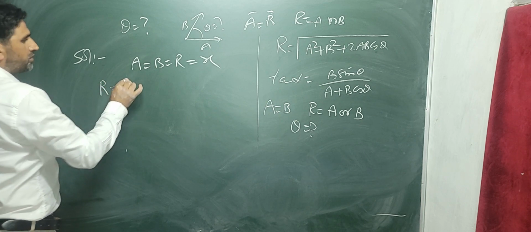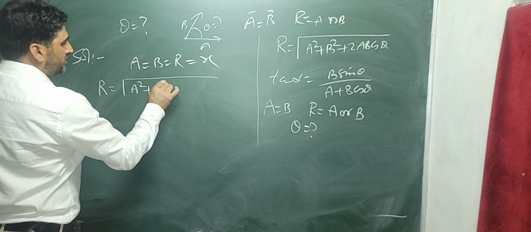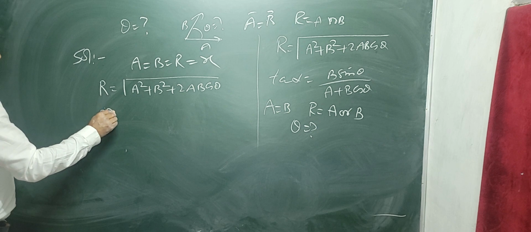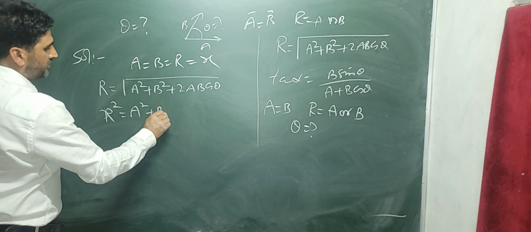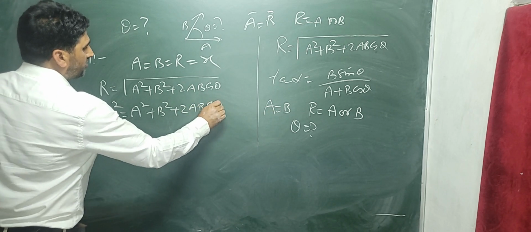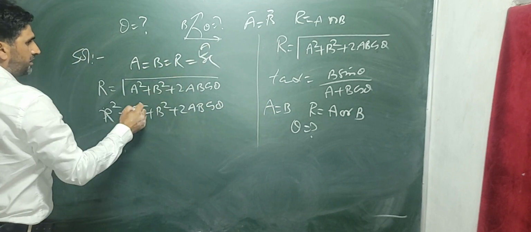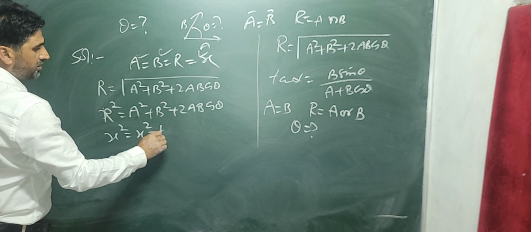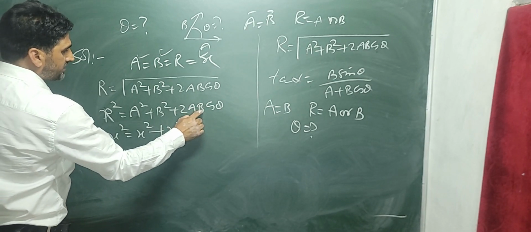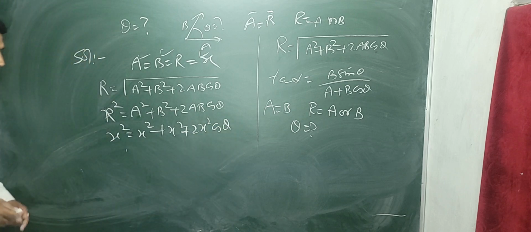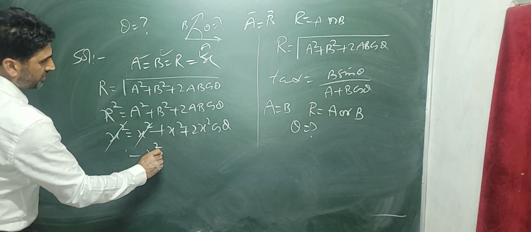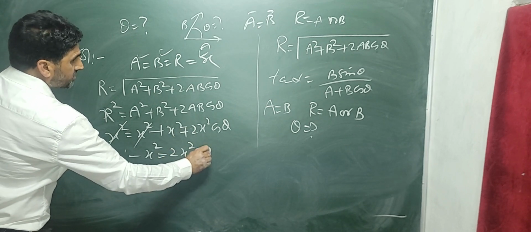So here I will write the formula: R is equal to under root of A square plus B square plus 2AB cos theta. The square will come here: R square is equal to A square plus B square plus 2AB cos theta. You know R is also equal to x, A is also equal to x, B is also equal to x. x square is equal to x square in place of A plus x square in place of B, plus 2 into x in place of A, x in place of B, cos theta. Obviously, this x square will cancel, and this x square will come here: minus x square is equal to 2x square cos theta.